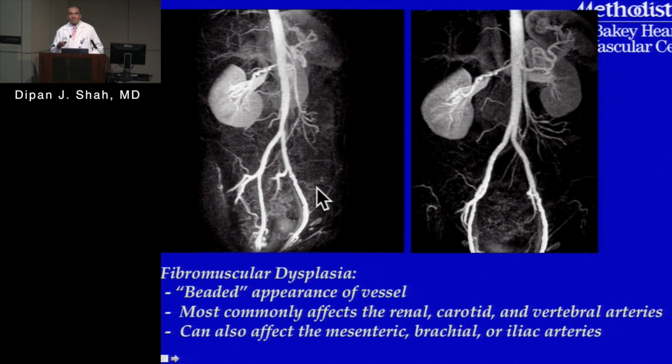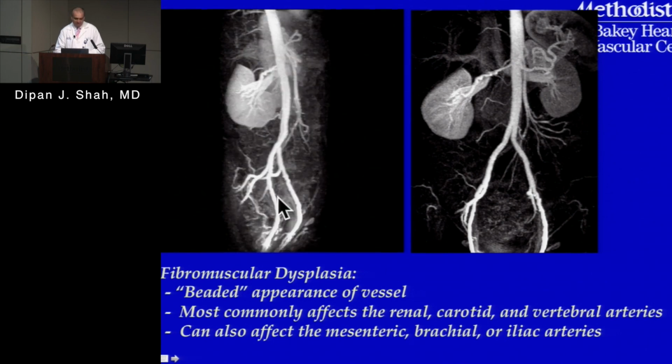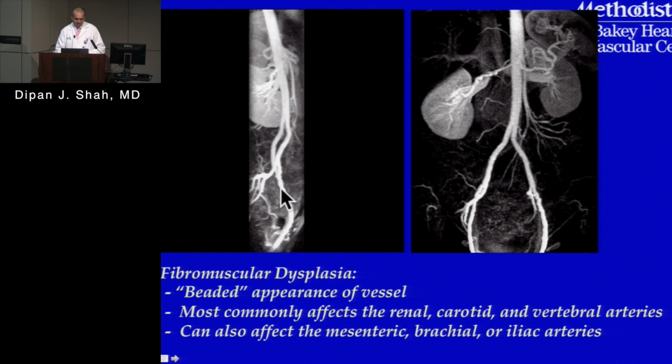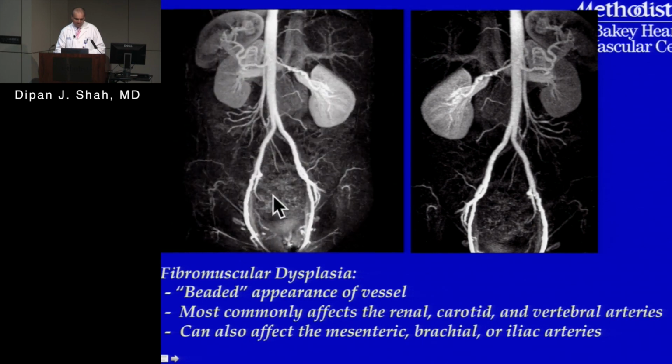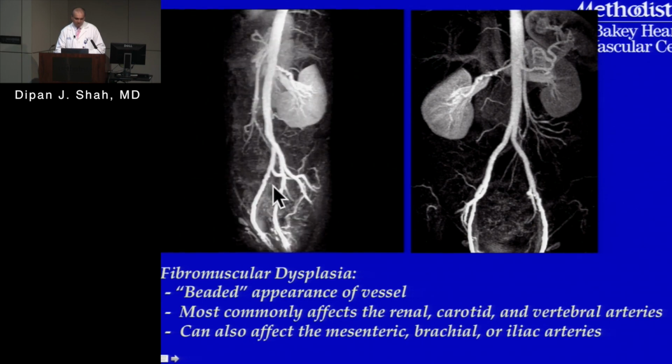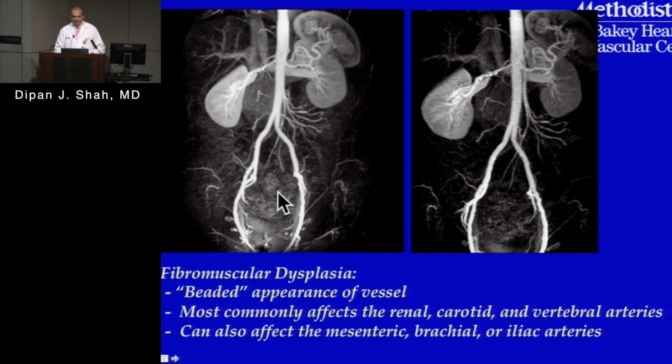The other thing is, obviously it tends to affect the renals very commonly, but it can also affect the carotids and the vertebrals, and occasionally you'll also see it affecting the iliacs as well. And if you take a look down here at the external iliac, you can also get an appreciation that there looks like kind of a beaded appearance to that. Let me see if I can play this. Right there, you see that? There's kind of a little beaded appearance to this. So yeah, this is kind of the classic finding that you see with fibromuscular dysplasia.